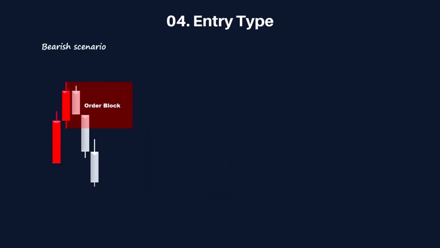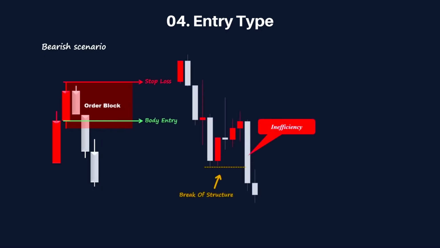Entry Model 4, Aggressive Entry. The final method is the most aggressive and the riskiest. Like the body entry, the order is placed near the candle body. However, the stop loss is tightened dramatically and sits very close to the order block itself. This creates an extremely attractive reward-to-risk ratio.